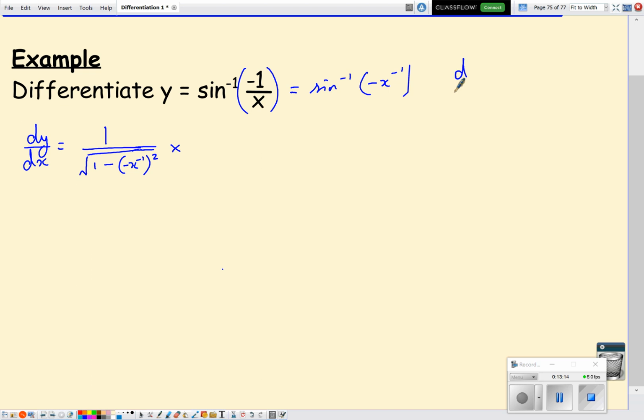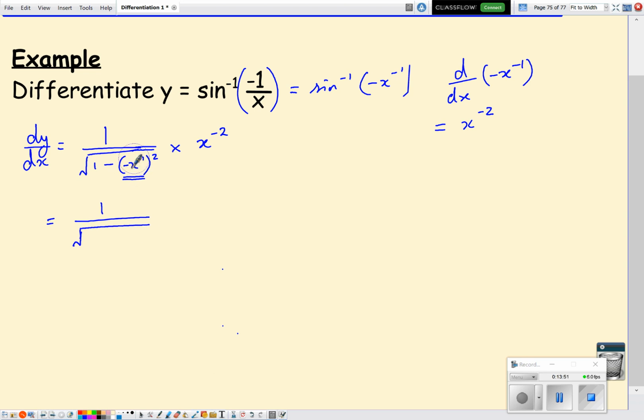So if you think about it, probably just do this bit in your head, and you would just say, well, the derivative of that would be positive x to the power minus 2. So x to the power minus 2. We know that's going to become 1 over x squared on the next line. But also, we need to deal with this as well. So what we'll have is 1 over root.